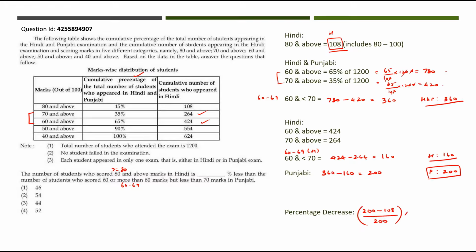In order to find the percentage, we are multiplying it by 100. What is 200 minus 108? It is 92. 92 divided by 200 into 100. Now we can cancel the zeros. What is 92 divided by 2? It is 46 and this becomes the percentage. Option number 1, 46 will be the right answer. Here we should have it as percentage only. Only then I can apply the percentage here.